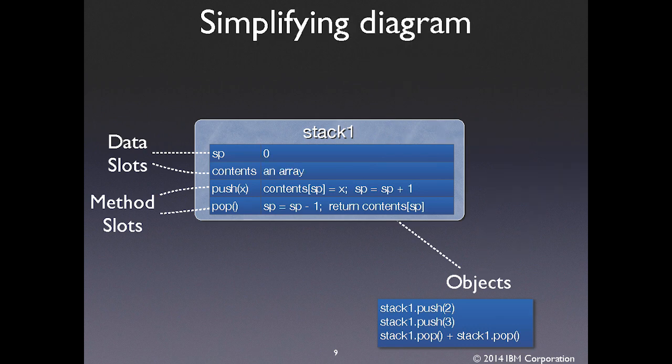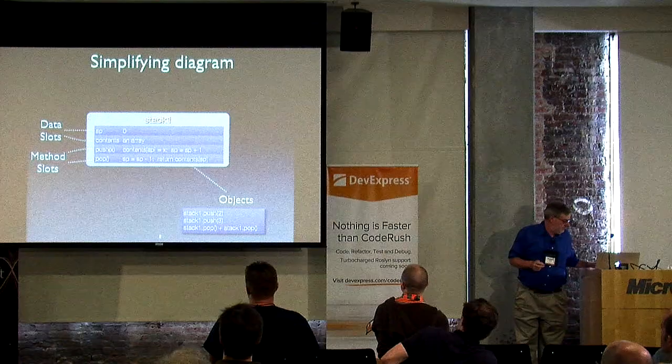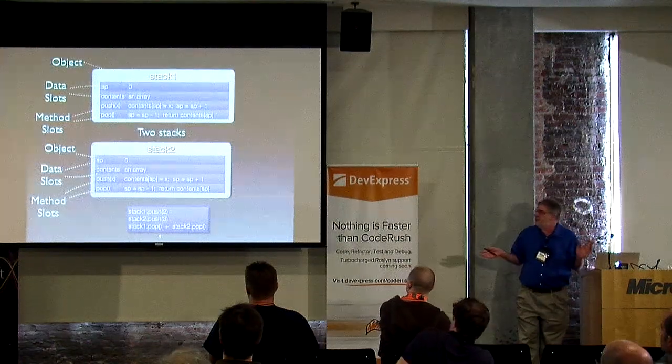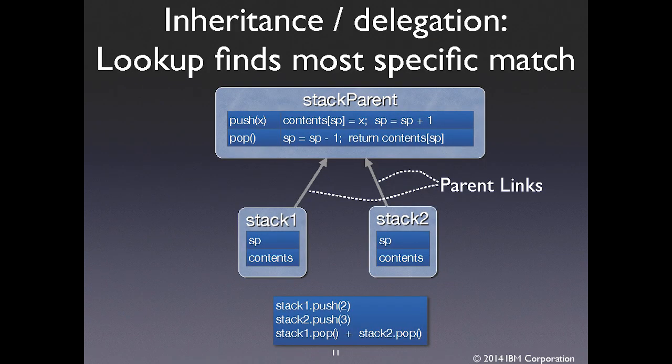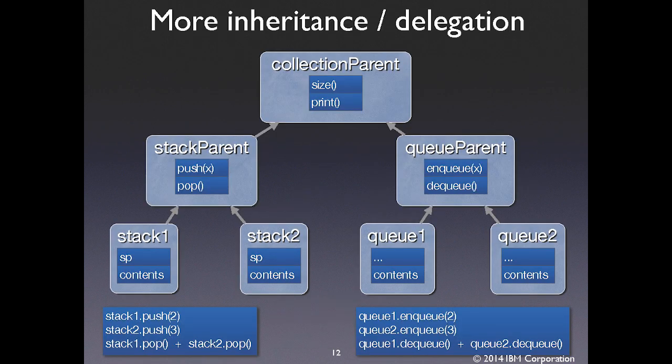And I'm going to shorten the diagrams by drawing some of the objects right inside the slots. And, of course, we can have 2 of these things if we want. And we've got inheritance, which is drawn that way. And we can have multiple levels of inheritance. A message sent to one of these stacks, if it doesn't find a matching slot, climbs up till it does, runs the code in the slot it finds, but of course, self, the receiver, is bound to the original receiver.